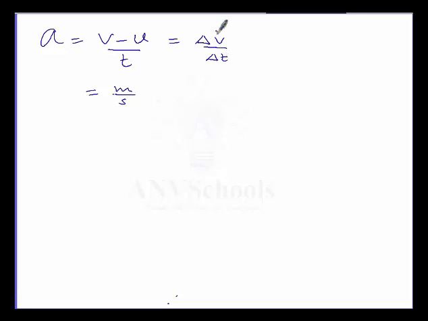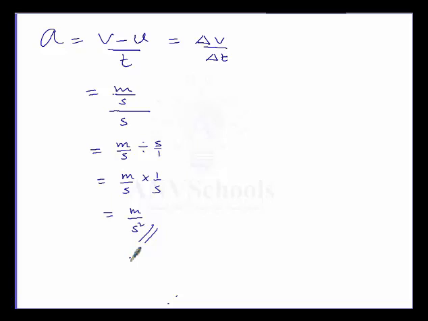So the SI unit of change in velocity is meter per second, divided by the SI unit of time, which is second. Meter per second per second. This is the same as meter per second divided by second over 1, which is equal to meter per second multiplied by 1 over second, which is equal to meter per second square. Meter times 1 is meter over second square. So the SI unit of acceleration is meter per second square.